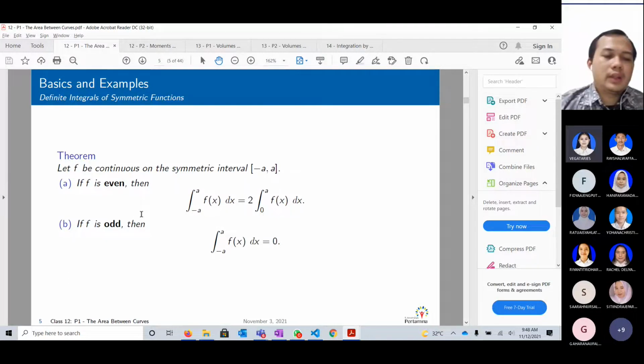So if f is even, and the interval is symmetric from minus a to a, then we know that the integral can be rewritten as 2 times the integral from 0 to a of f(x) dx. And if f is odd, and the interval is symmetric from minus a to a, then we know that the integral of f(x) dx is always 0.